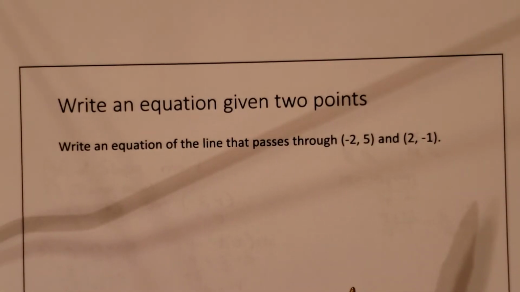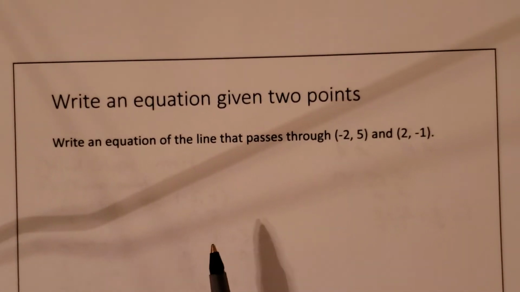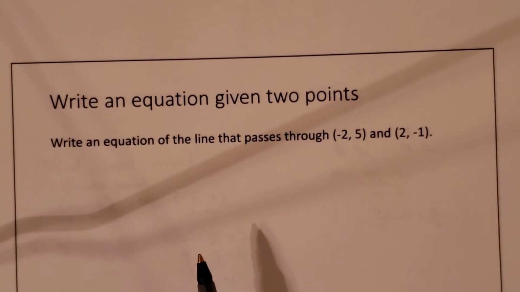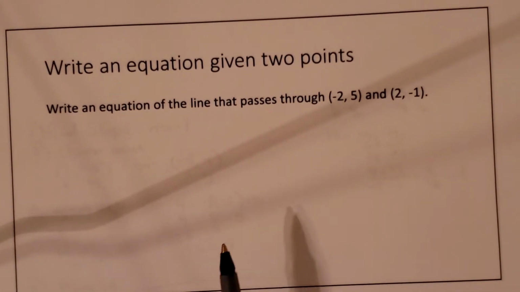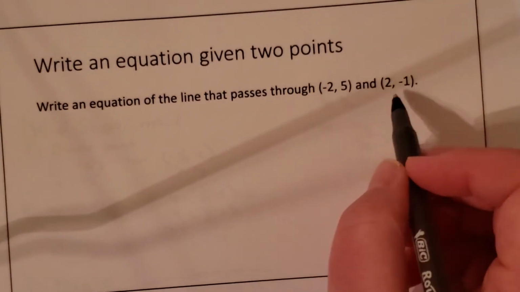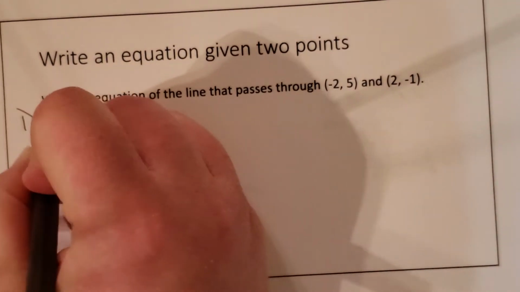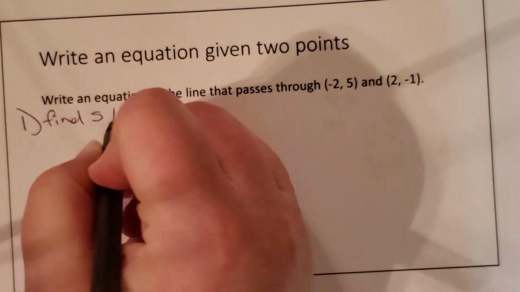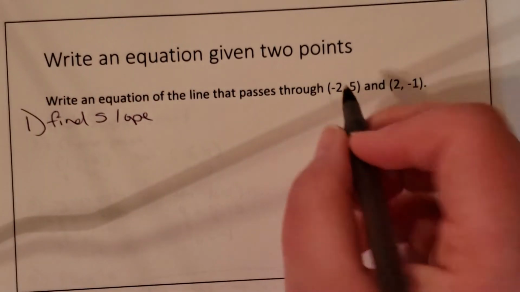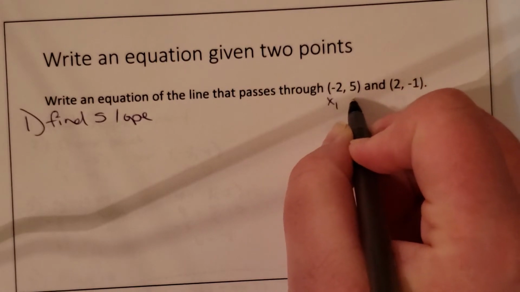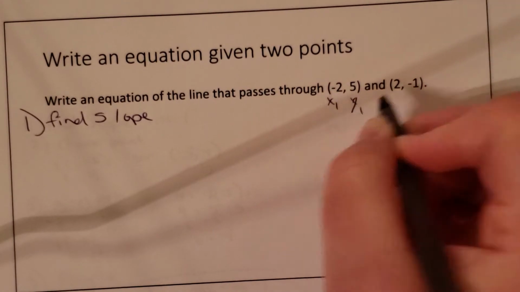So this is part 2. This is where we actually have to find the slope, use a point, and then solve. We can actually solve this equation in two different ways. The very first thing we have to do is first find the slope. Again, I know you guys can do this because you have done this over and over again.